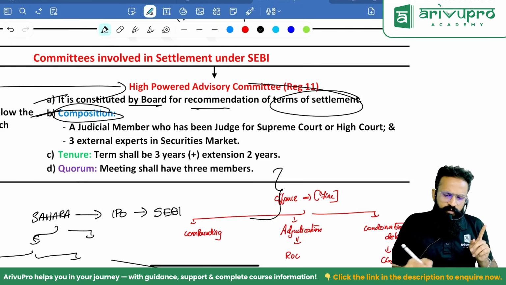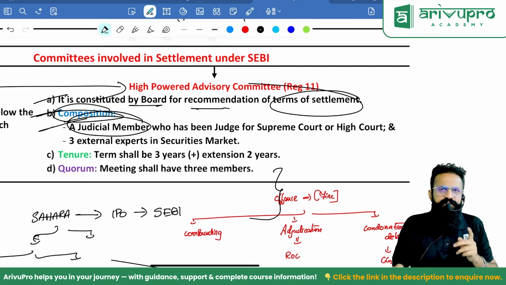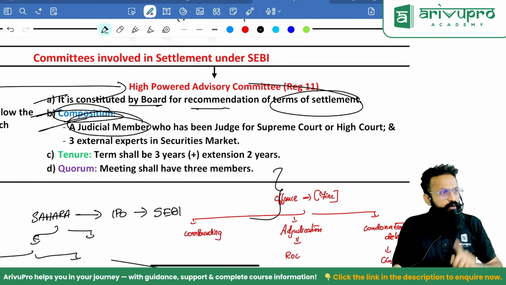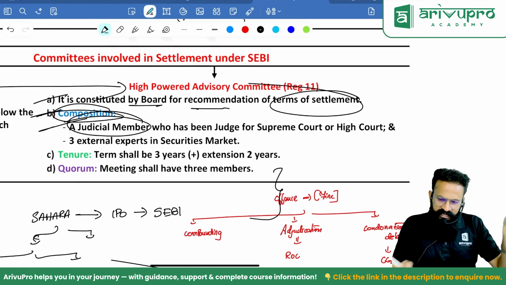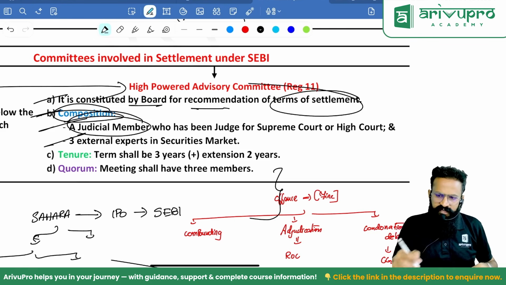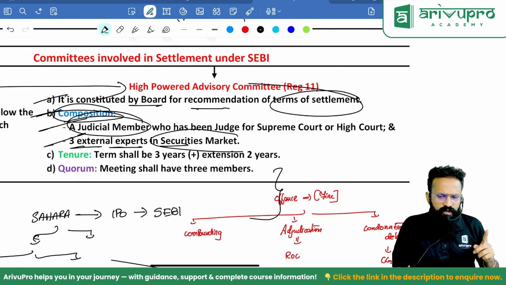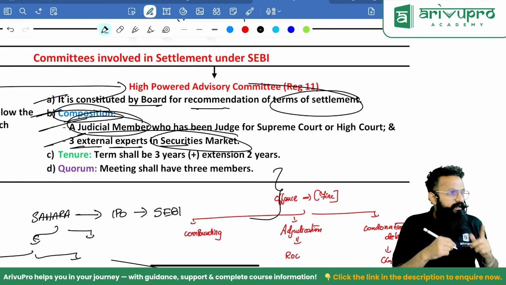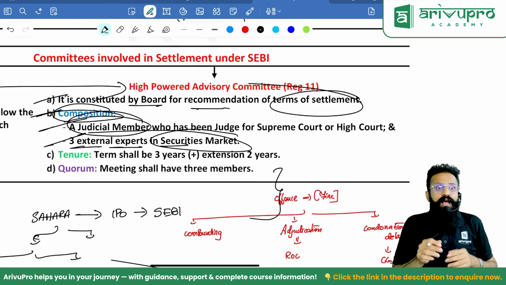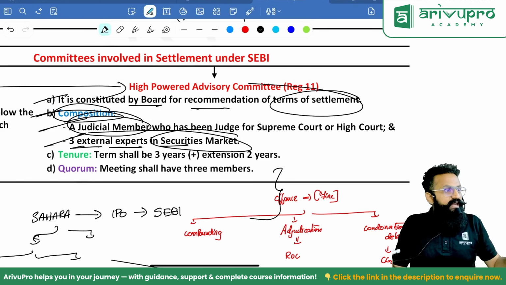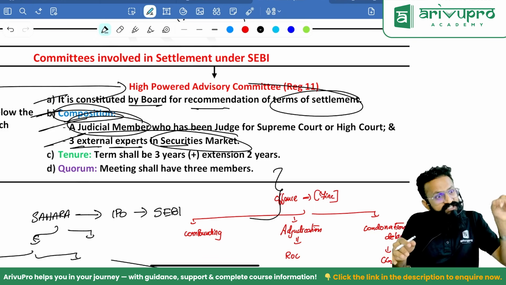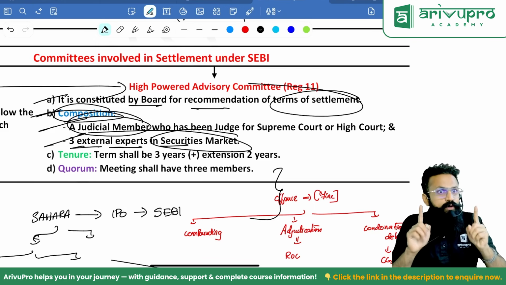Next one, composition. A judicial member will sit. Judicial member means always a person from the High Court or Supreme Court. That judge only will be there. Next, people to assist him, that is what are called technical members: 3 external experts in the securities market. Why? The judicial member has a generic experience. Technical members will have a specific experience. Both are required.